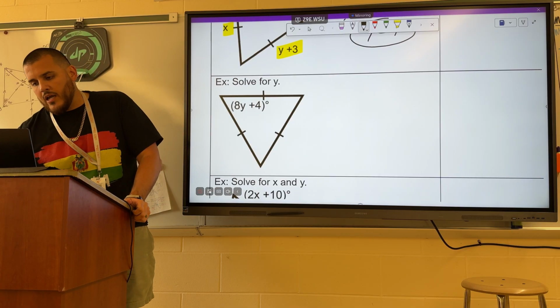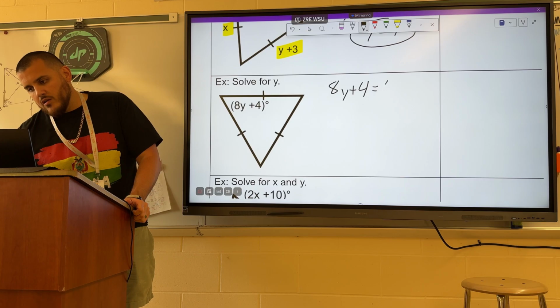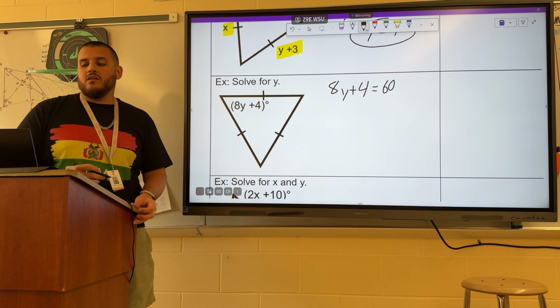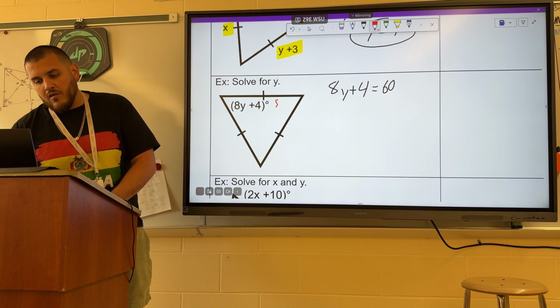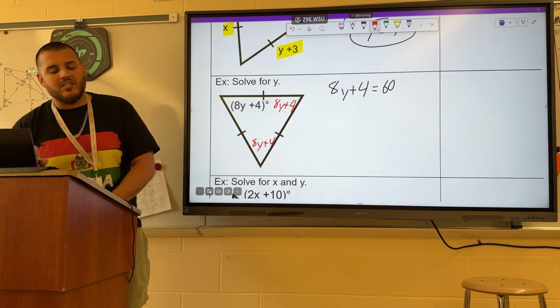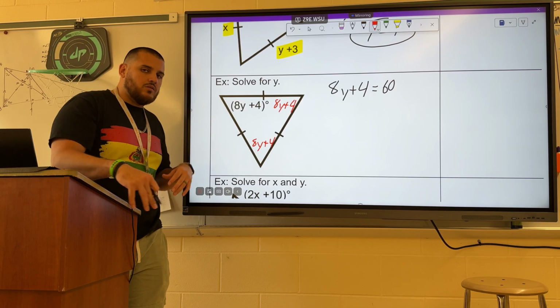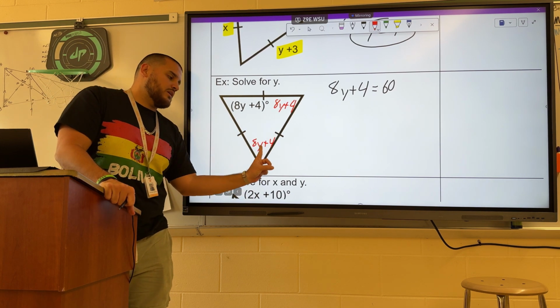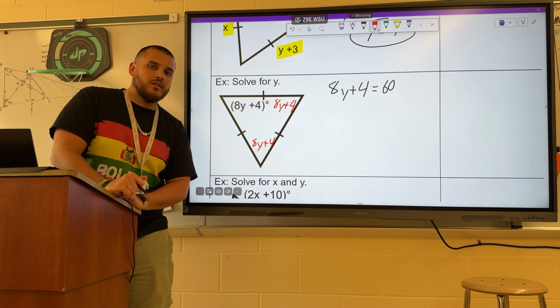So that 8y plus 4 must equal 60. If you forget the 60 part of it, you can always just say, okay, I know all the angles need to be congruent, so this is also 8y plus 4, this is also 8y plus 4. That just becomes a very long triangle sum theorem question where we say 8y plus 4 plus 8y plus 4 plus 8y plus 4 equals 180 degrees.